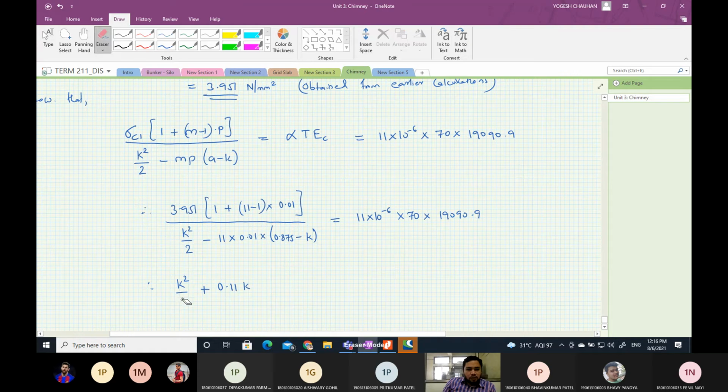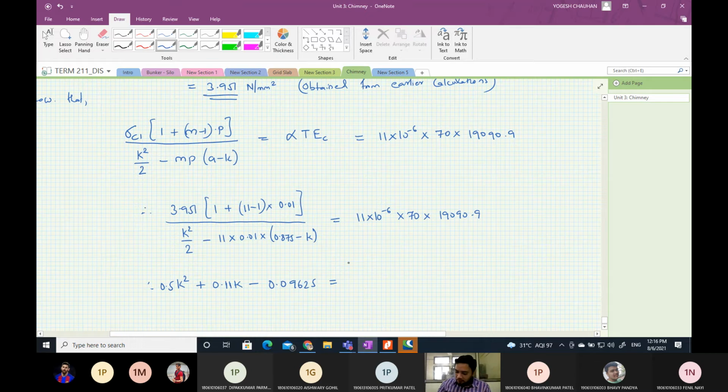K, and this we can write as 0.5 K square plus 0.11 K minus this term, 11 into 0.11 into 0.875, so that is minus 0.09625 will be equal to, we take this on the right side and we divide this term with this term, so we will get this.